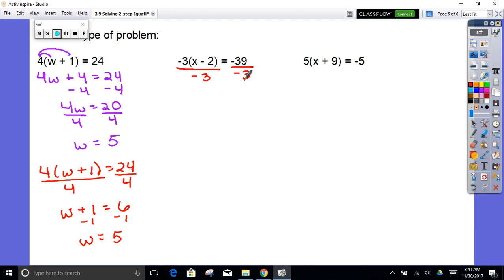So like when we did it over here, the 4's crossed out because 4 divided by 4 is 1. We were left with W plus 1. So what are we left with here? X plus 6. No, if these both cancel out, we're not distributing. Right, we just have x minus 2. Okay, and then what's -39 divided by -3? 13. Okay, now what do we do? Plus 2. Mm-hmm. So x equals, good.